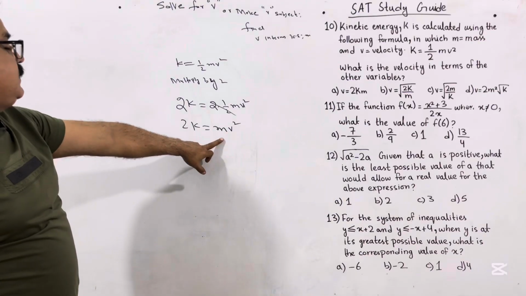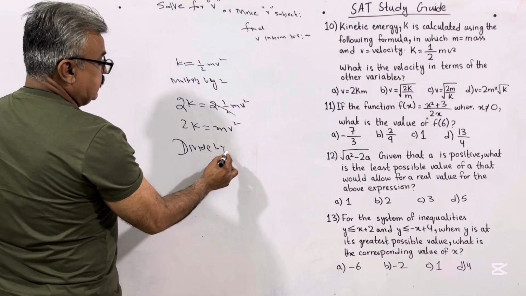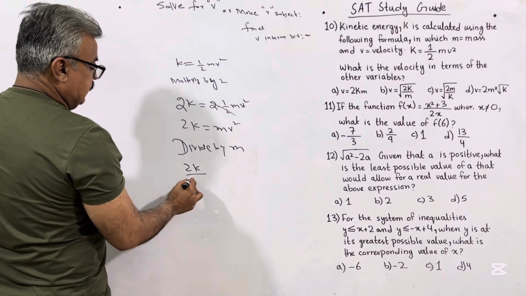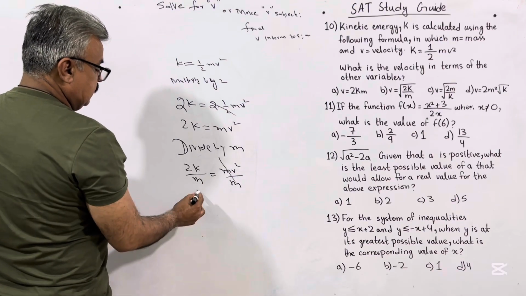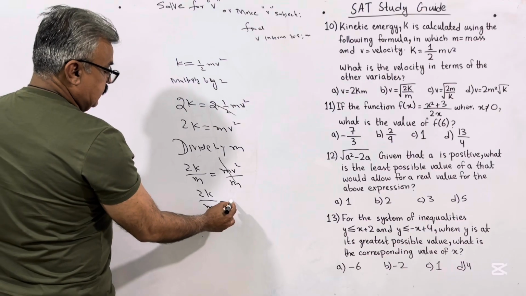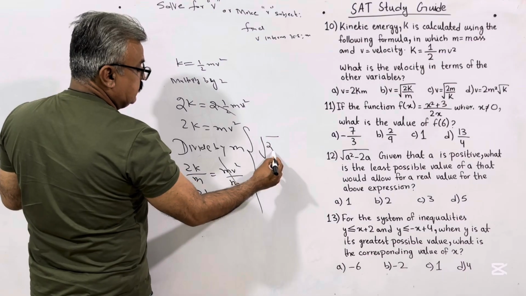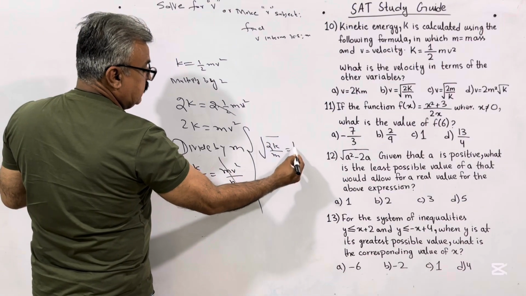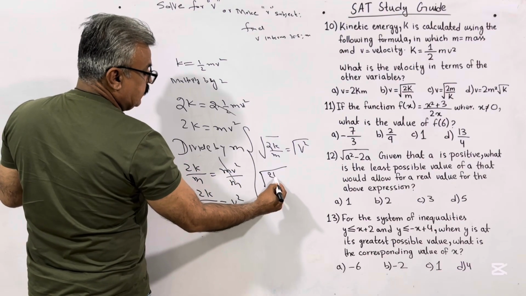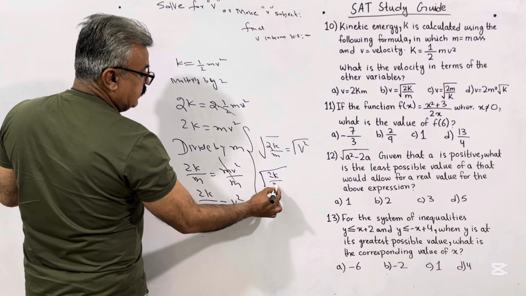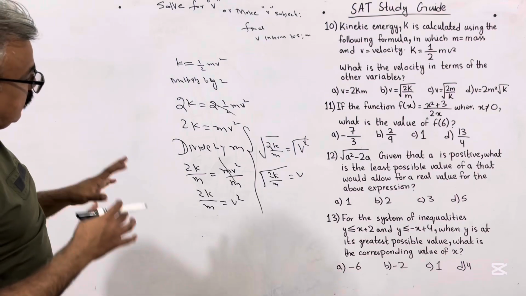Now we want to get rid of this m. They say divide by m, like this. 2k over m is equal to mv square over m. Cancelled out. We have 2k over m is equal to v square. To get rid of this square, taking square root on both sides, we have root 2k over m is equal to v. Same. The style is different. Both approaches are the same.